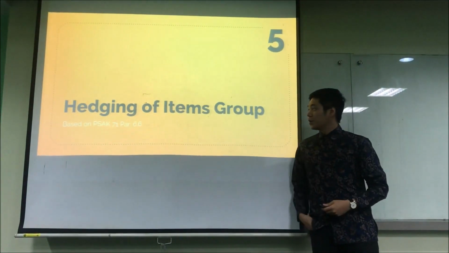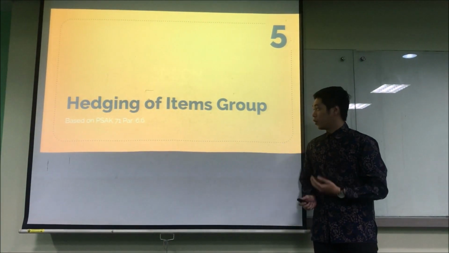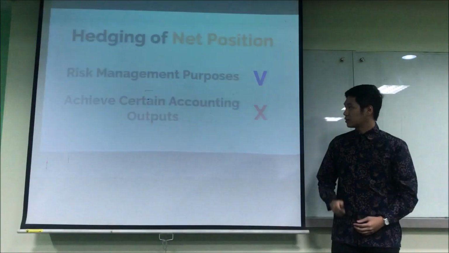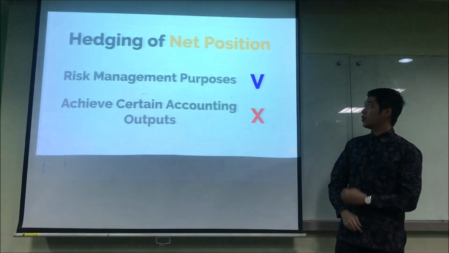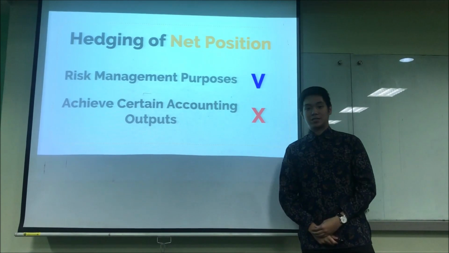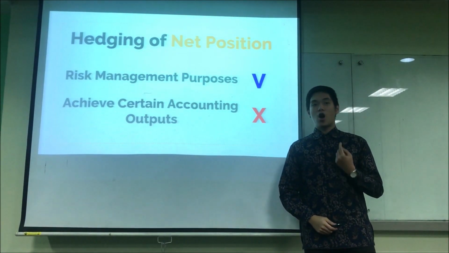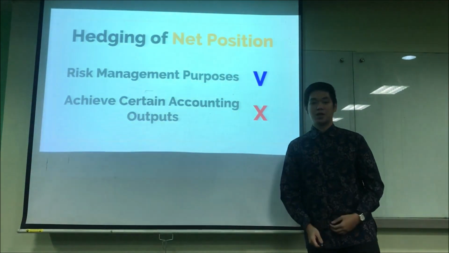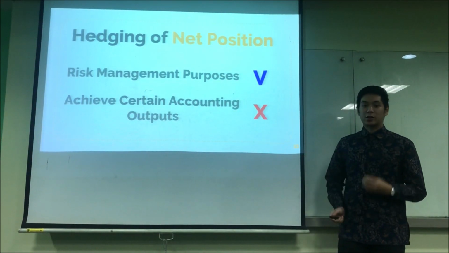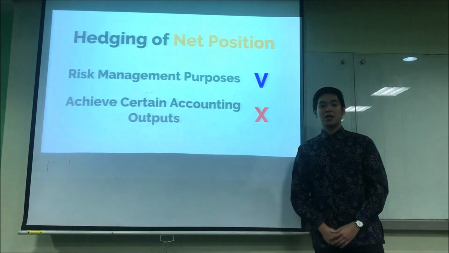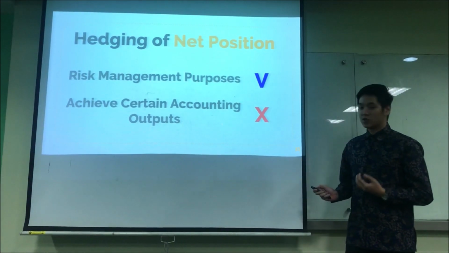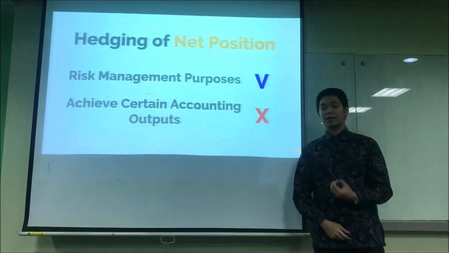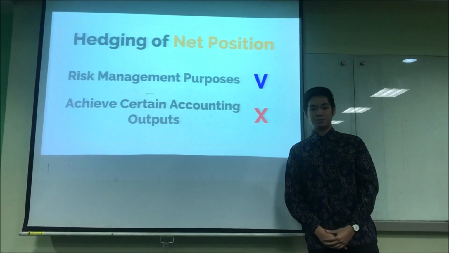Okay, thank you, Maura. Now I'm going to tell you about hedging for item groups. First, hedging of net position. The net position qualifies for hedge accounting only if the entity hedges on a net basis for risk management purposes. Therefore, the entity cannot apply hedge accounting on a net basis solely to achieve certain accounting outputs if it does not reflect a risk management approach.